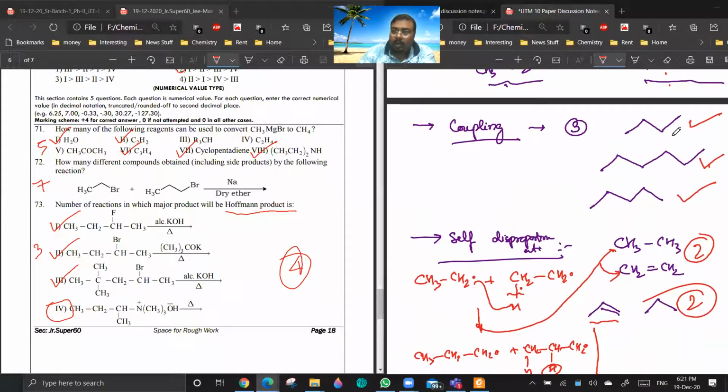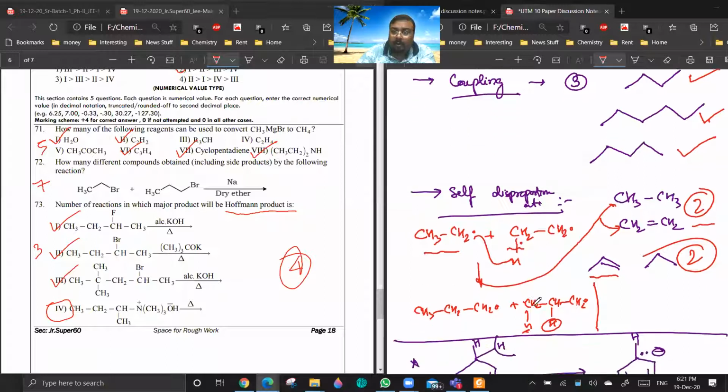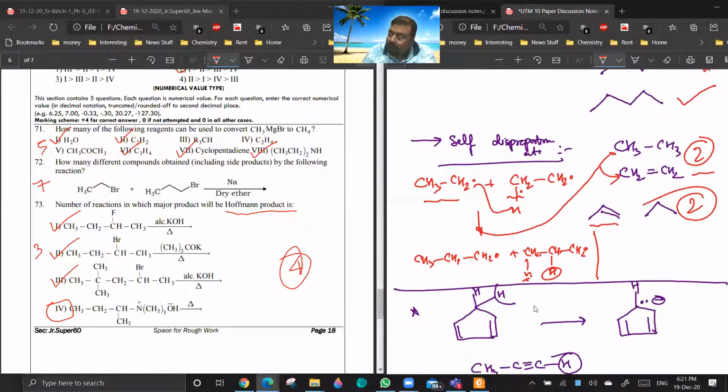Well, you see, you are getting 3 like this. Then self disproportionation of the ethyl radical will give these two. Yes or no? Yes, sir. After that, if you are doing disproportionation of this, if it takes this hydrogen, you will get this and this. Getting the point? So in total it will be 7 only. If you are taking cyclopropane, then it will become 8.